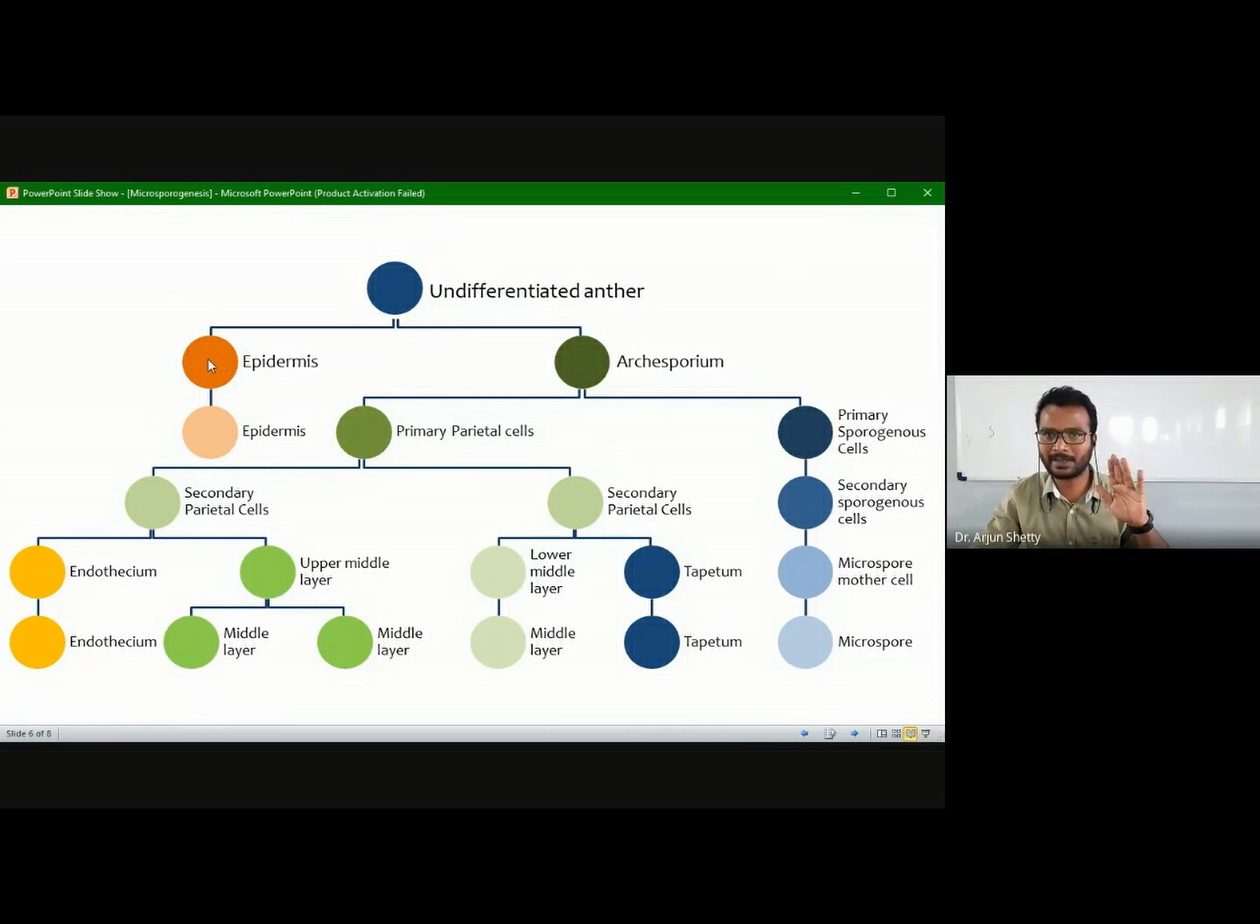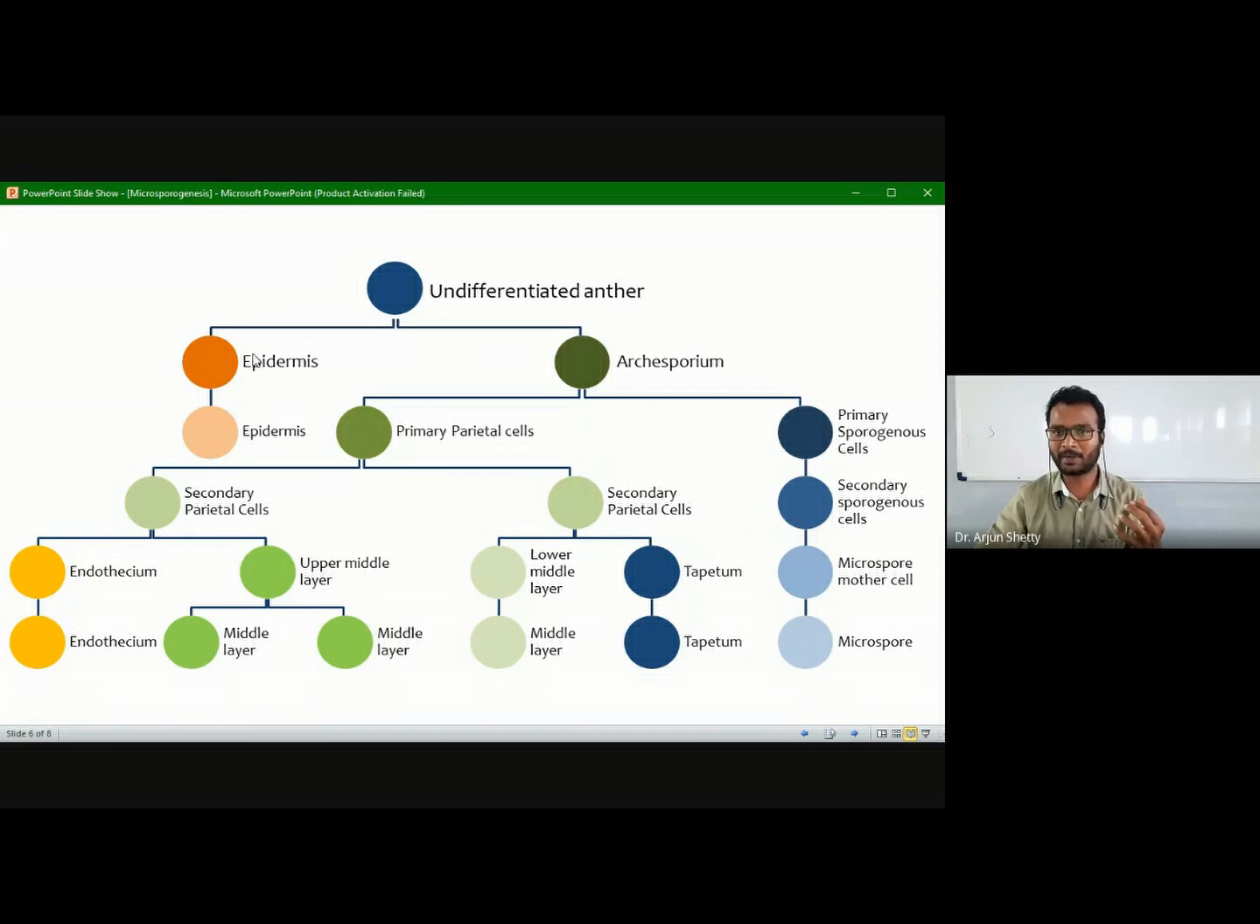One is the epidermis, the outermost one. Then the next one is the meristematic cell. Though the remaining meristematic cells are not at all directly needed, we are not going to study them during the microsporogenesis. So I'm sticking myself only to the archisporium. In the undifferentiated anther, there we are going to see the two important structures: one is the epidermis, another one is the archisporium.